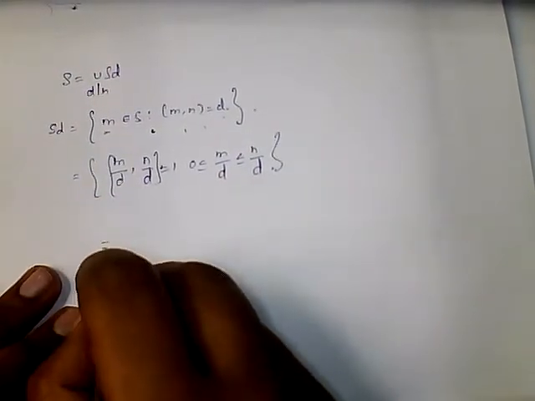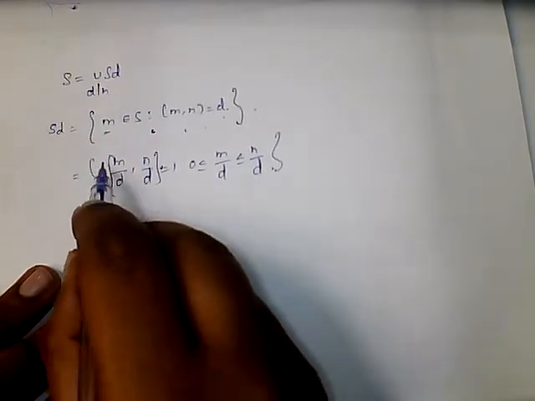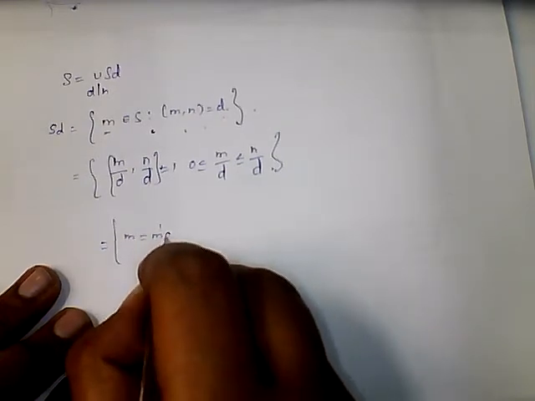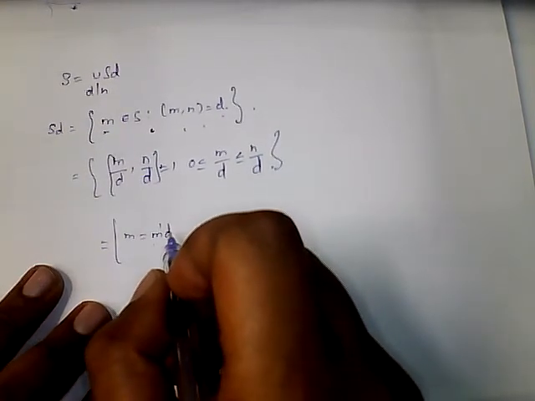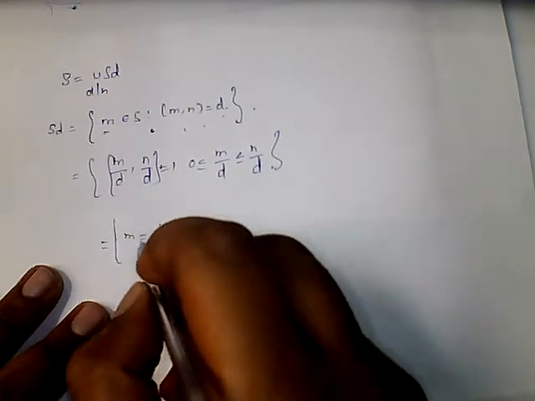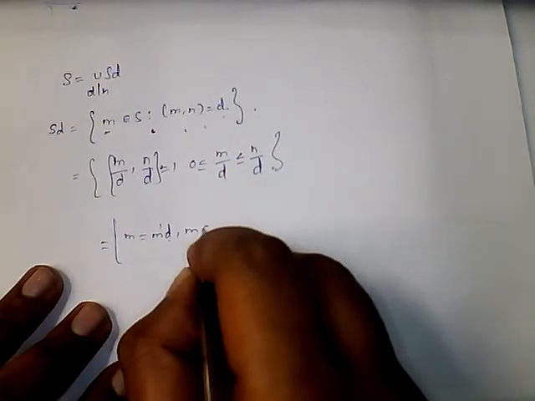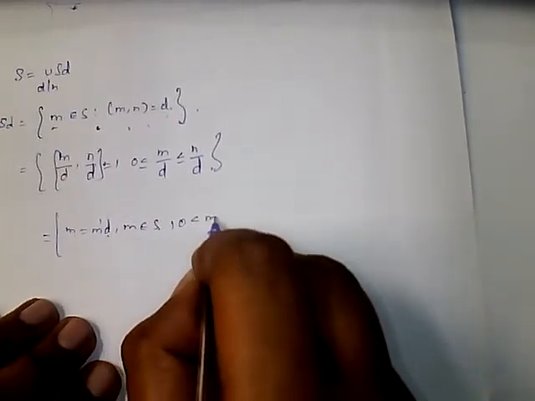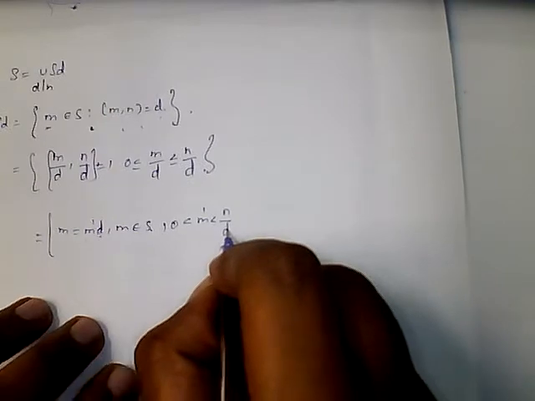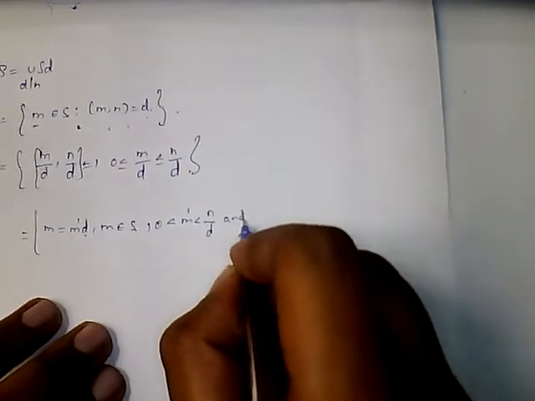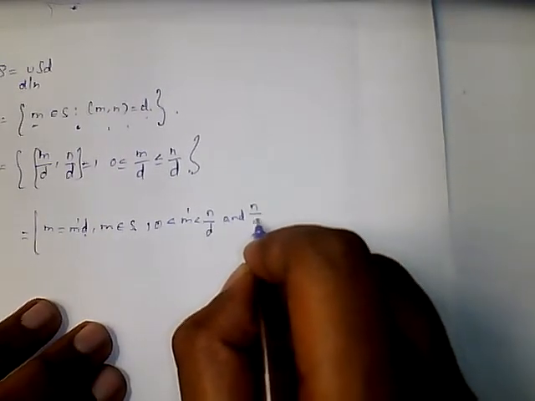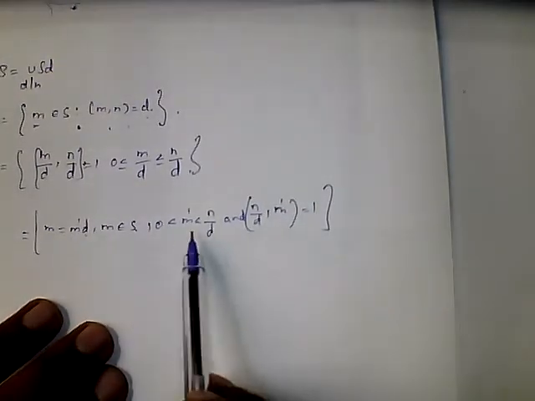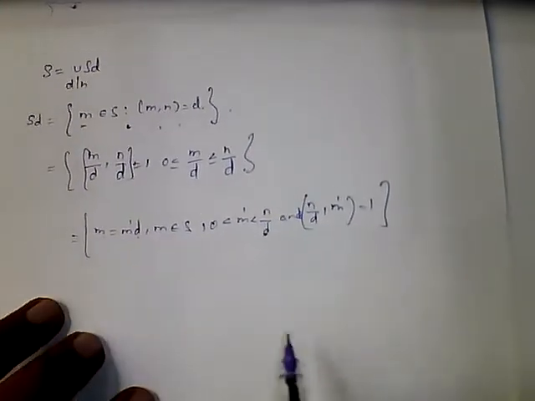Now M can be written as M equal to M dash D, because D is a GCD and D is dividing this M, where M belongs to S, such that 0 is less than M dash is less than N by D, and also the GCD of N by D comma M dash will be equal to 1.